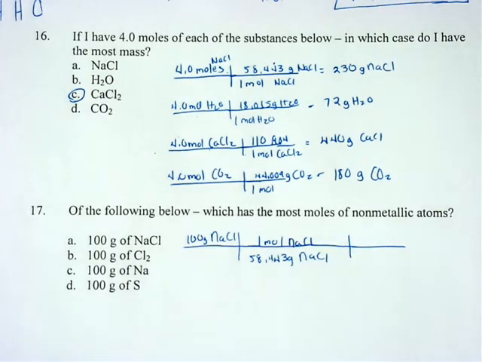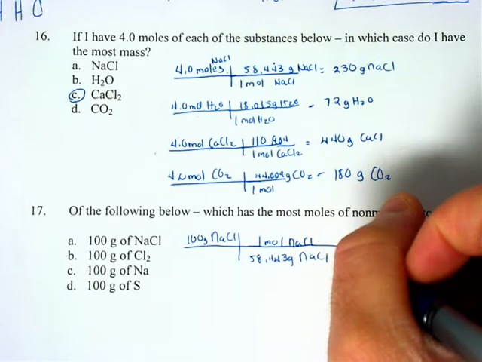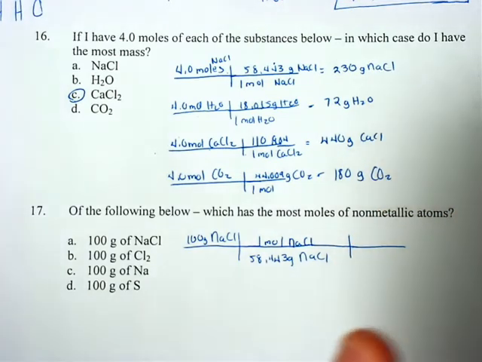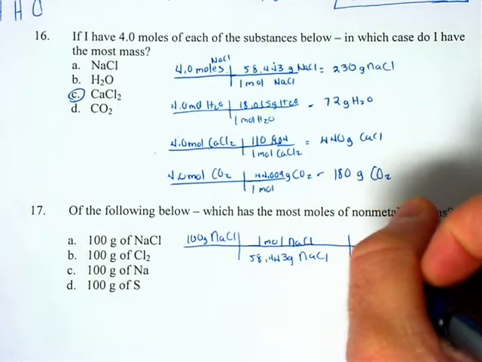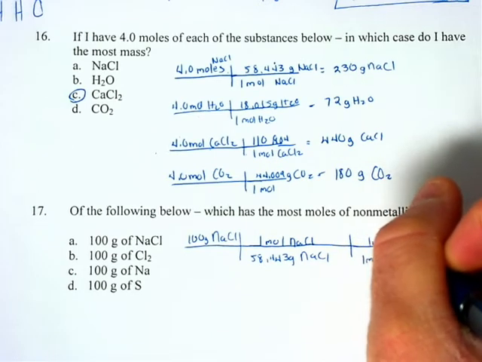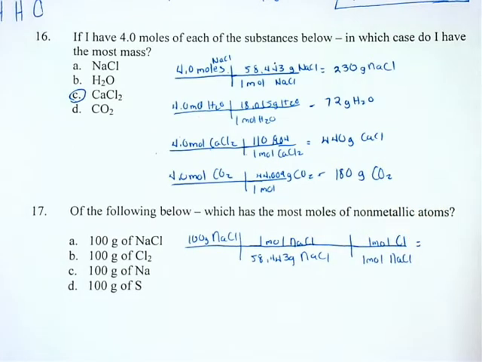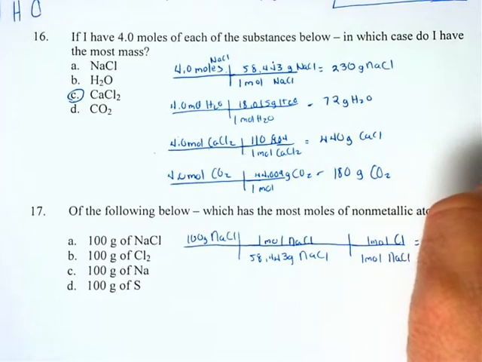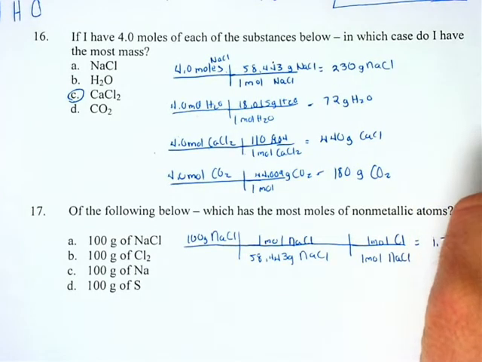What's the non-metal in this compound? Na is a metal because it's on the left side of the periodic table. Non-metals are on the right side, so for sure the Cl is the non-metal. 1 mole of NaCl, there's 1 mole of Cl in it. Do you know where I got this 1 for 1 mole of Cl? Yeah. Because there's 1 Cl in NaCl. 100 divided by 58.443, that's 1.7 or so moles of Cl.